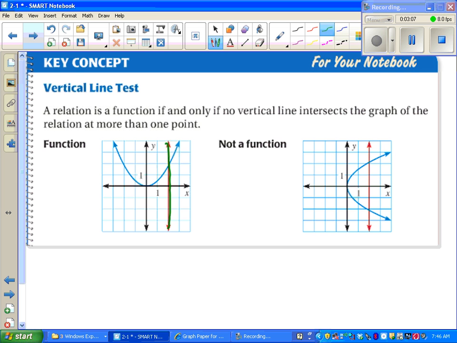If you look at this other graph, there's a lot of places where I can draw a straight up and down line that goes through the graph more than once. If you can do that even one time, it is not a function. So looking at a graph, it's real fast to tell whether or not something's a function.